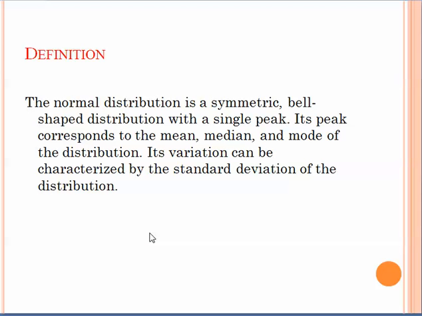So to summarize, the normal distribution is a symmetric, bell-shaped distribution with a single peak. Its peak corresponds to the mean, median, and mode of the distribution, and its variation can be characterized by the standard deviation of the distribution. So we're basically going to spend this whole week, this whole unit, looking at different examples that fit within the normal distribution and different properties of the normal distribution, and how you can use those to answer certain questions.